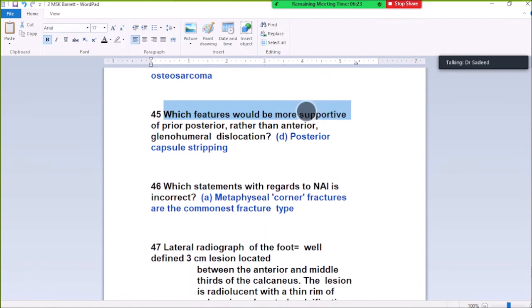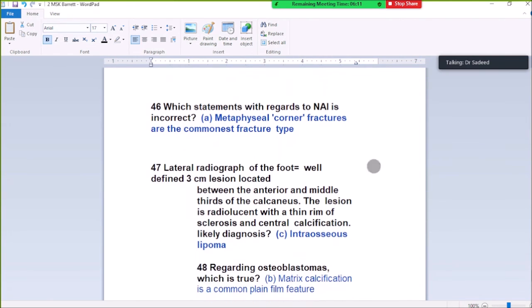Question 45. Which feature would be more supportive of pure posterior rather than anterior shoulder dislocation? Posterior capsule stripping. In pure posterior shoulder joint dislocation, there will be posterior capsule stripping. Question 46. Which statement with regard to non-accidental injury is incorrect? Metaphyseal corner fractures are the commonest fracture type. In non-accidental injury, metaphyseal corner fractures are not the commonest type; I think the commonest is subdural hematoma.